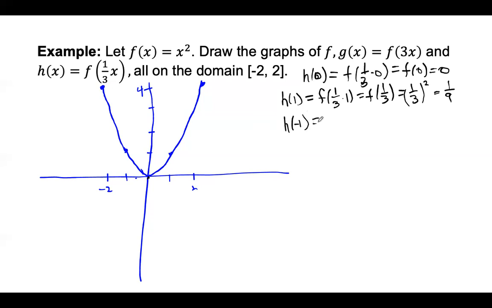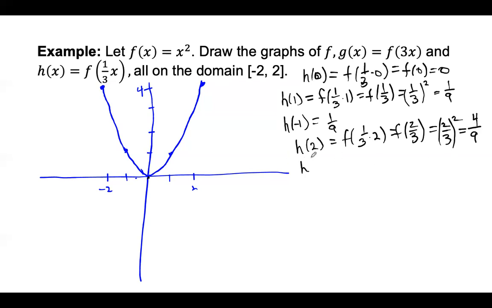H of -1, you see, will be the same thing, 1 over 9 due to symmetry. H of 2 is going to be a little different. So it's the function 1 over 3 times x, where x equals 2, f of 2 over 3, plug it into x squared, and we get 4 over 9. And then the last one is the same due to symmetry. It's 4 over 9.